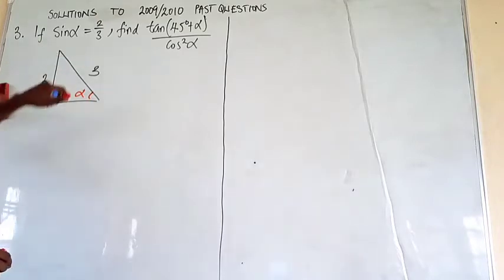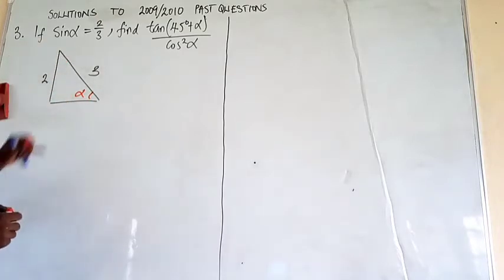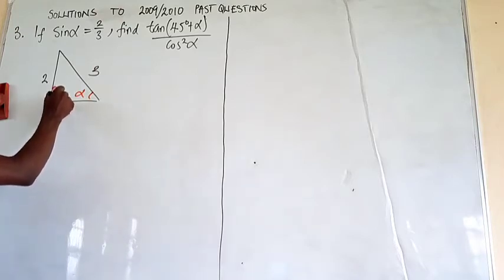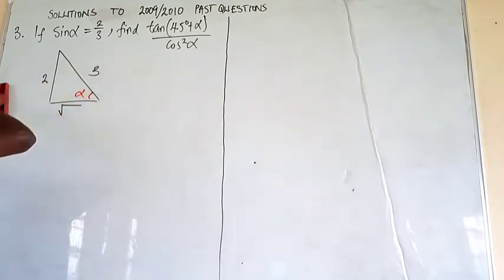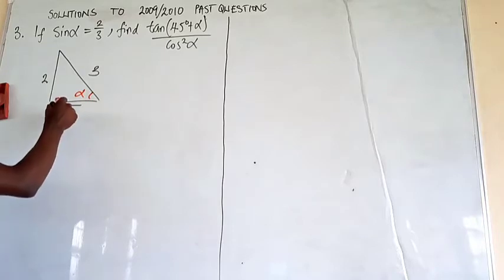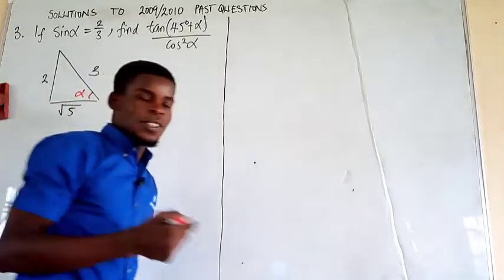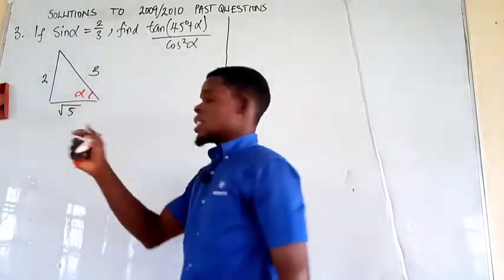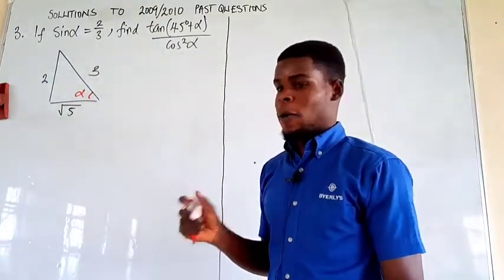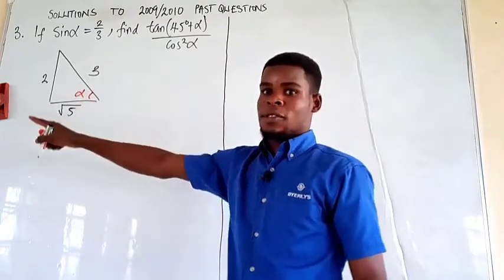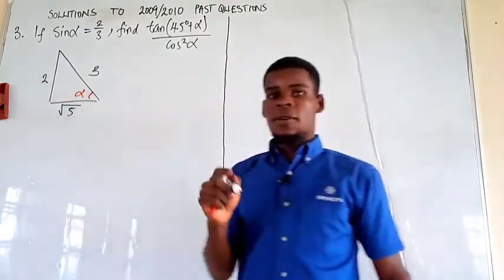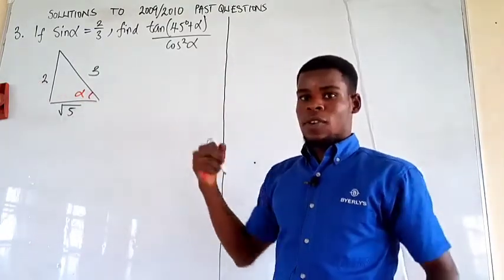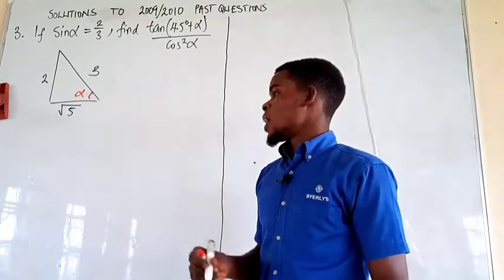Now, if the longest side is 3 and this side is 2, that means that this other side will be square root of 3 square, which is 9, minus 2 square, which is 4. That is going to be 5. So you just take it out using your Pythagoras rule, that this other side is going to be root 5. That is the square of the longest side minus the square of the opposite to the angle, then the square root of the result. Okay, so that is what you get.